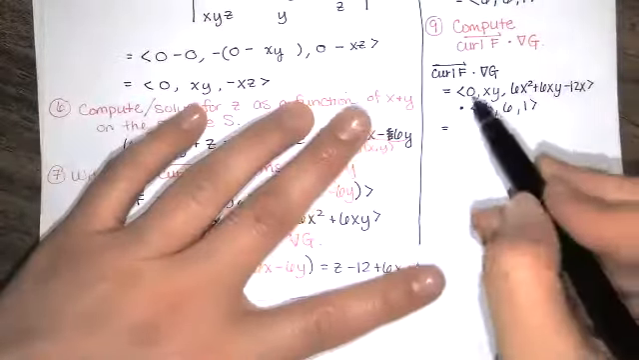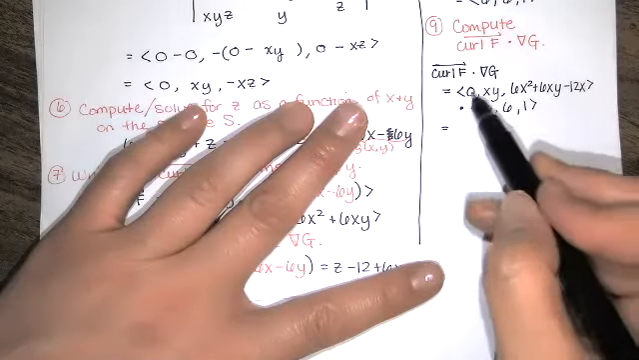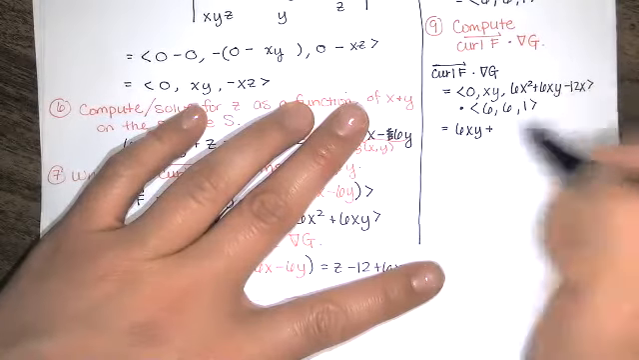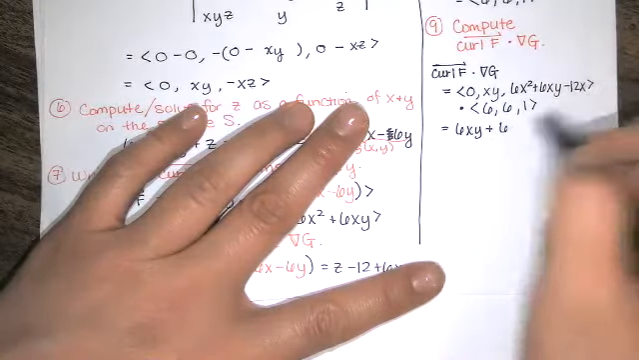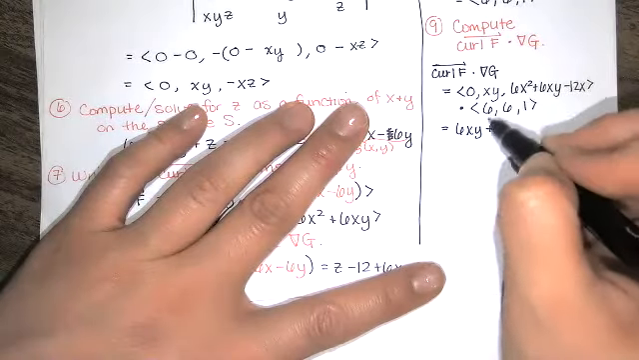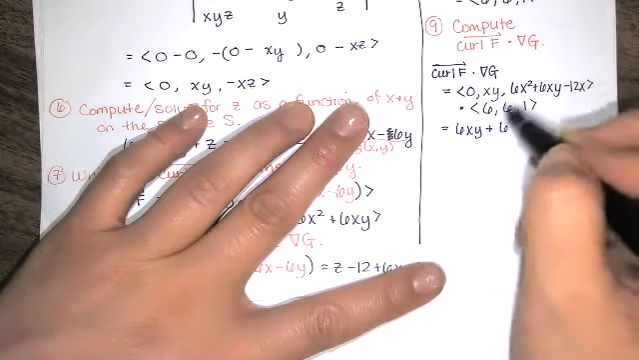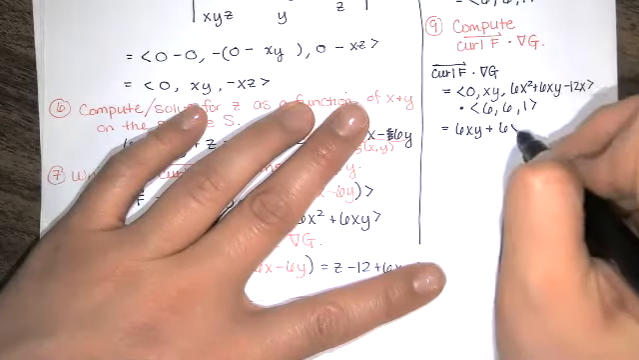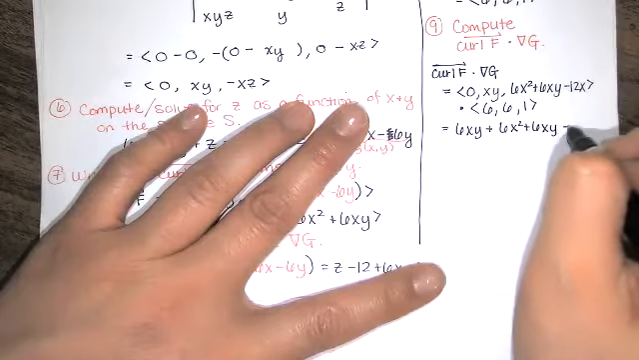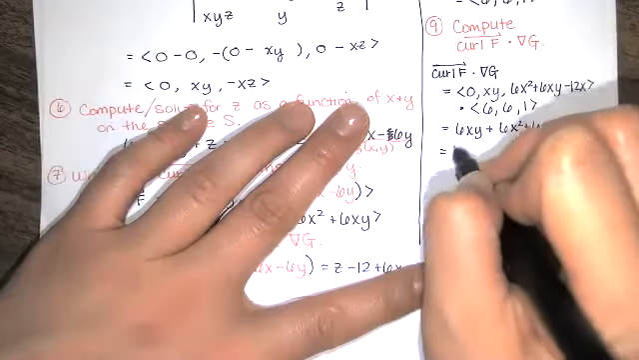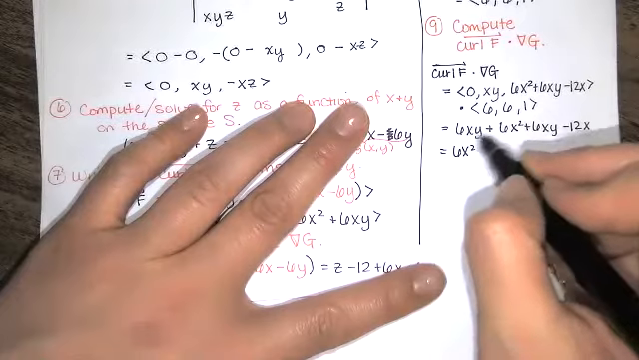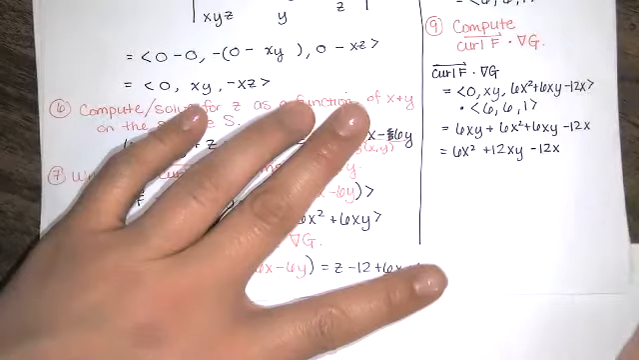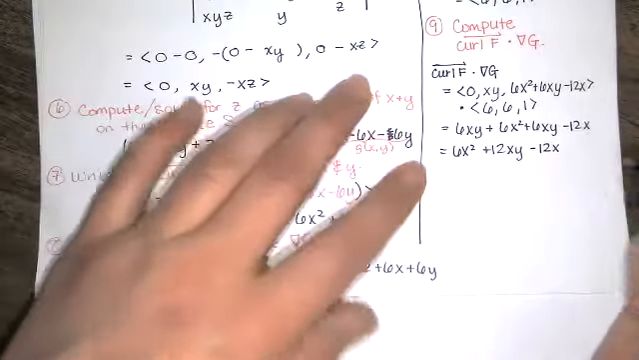Remember how dot products work? You multiply component by component and add. So we'll get 0 plus this times this, and then we add this piece. Multiply, and we get 0, and then we add. Multiply this by 1 and add. And so we get 6x squared, 6xy plus 6xy is 12xy. We're subtracting 12x. That's our integrand.